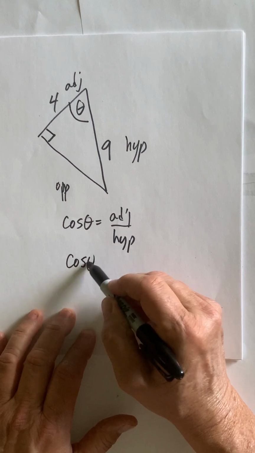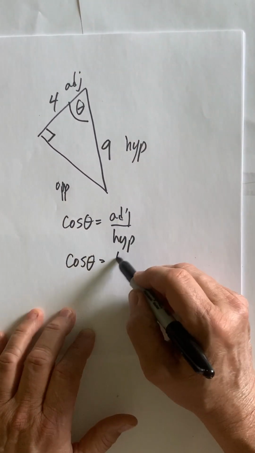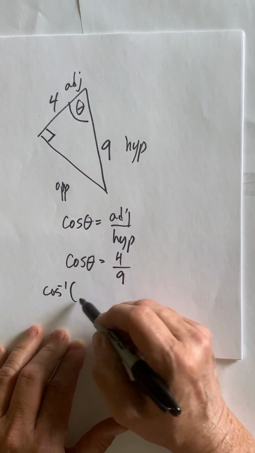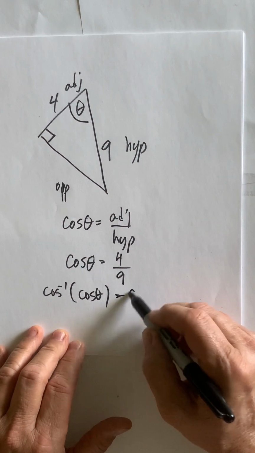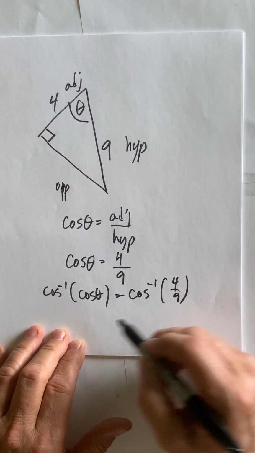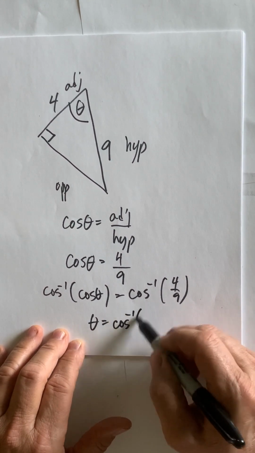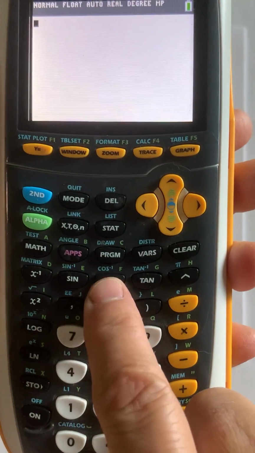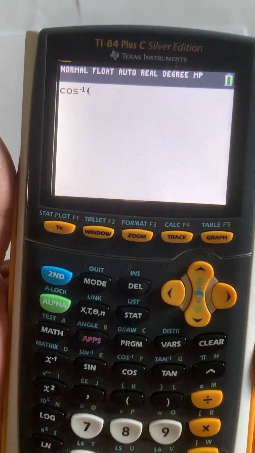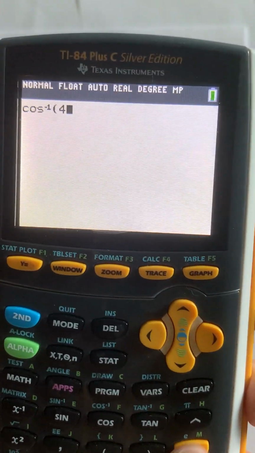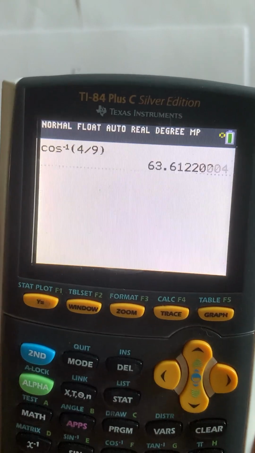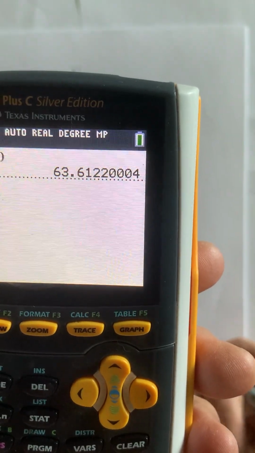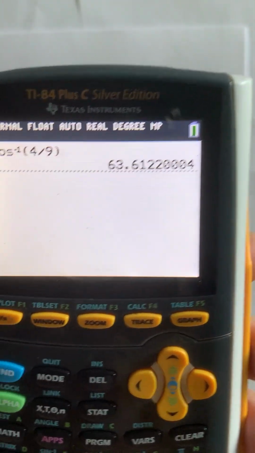So the cosine of the angle I'm looking for is adjacent, which is 4, over hypotenuse, which is 9. And now, remember what we're doing here is taking the inverse cosine of both sides. And so the angle you're looking for is the inverse cosine of 4/9. Let's see what that is. So here's cosine, there's the inverse cosine. I go second, inverse cosine, of 4 divided by 9. So there we go: 63 degrees and 0.61. It's not minutes, it's 0.61 of a degree.